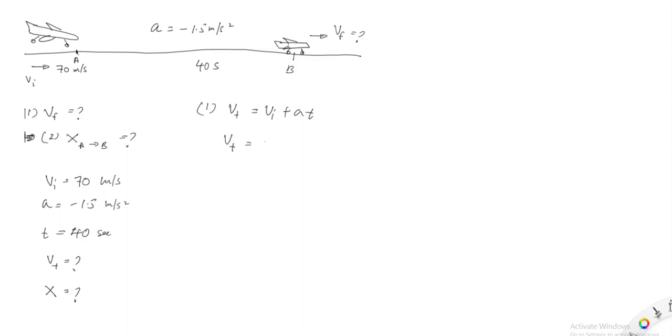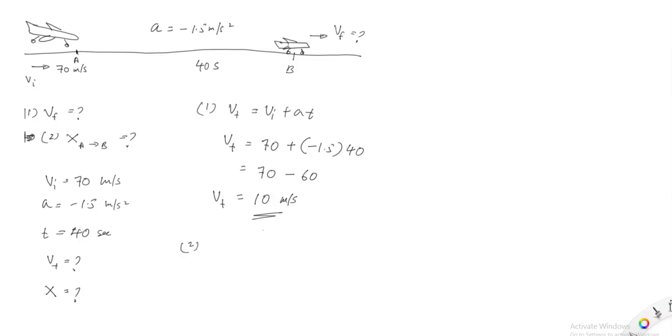So V final equals V initial, 70, plus, remember, acceleration is a negative number, negative 1.5 times time, 40. The positive and negative multiplied becomes a negative number. 1.5 times 40 is 60. We have 70 minus 60, 10 meters per second. V final: it's still moving, hasn't reached a full stop, still moving at a slower speed, which is 10 meters per second.